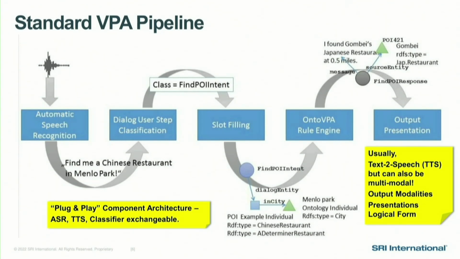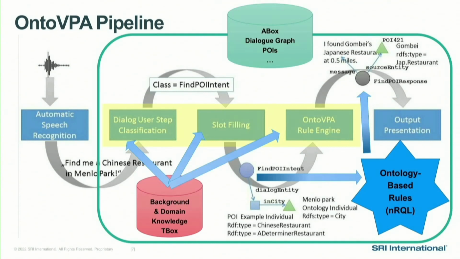Then the rule engine assesses the current state of the dialog A box and computes the response. It retrieves a matching restaurant instance. The computed VPA answer is also represented in the dialog A box so that the system has a full recollection of the dialog of both the user's as well as the system's turns. Then TTS, or text-to-speech, will generate voice output, but the system is also multimodal and can produce other output modalities as well.